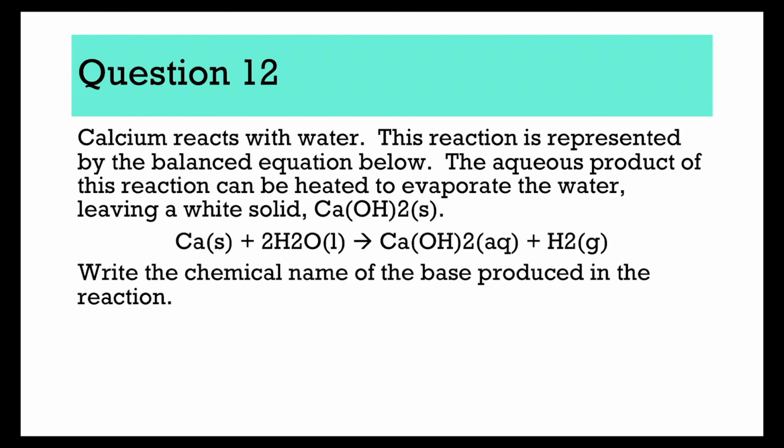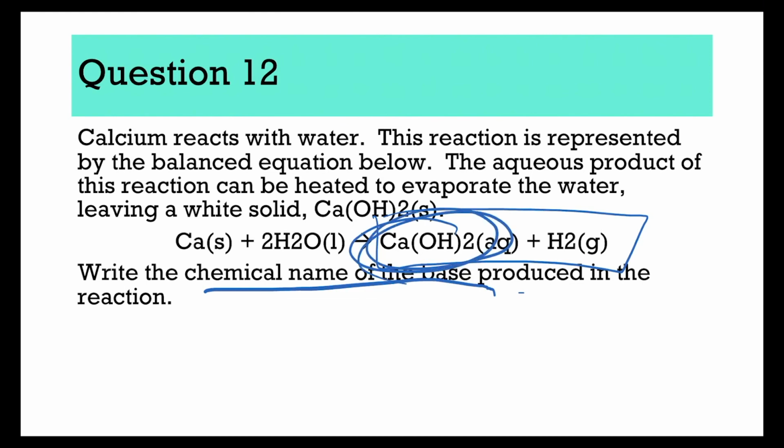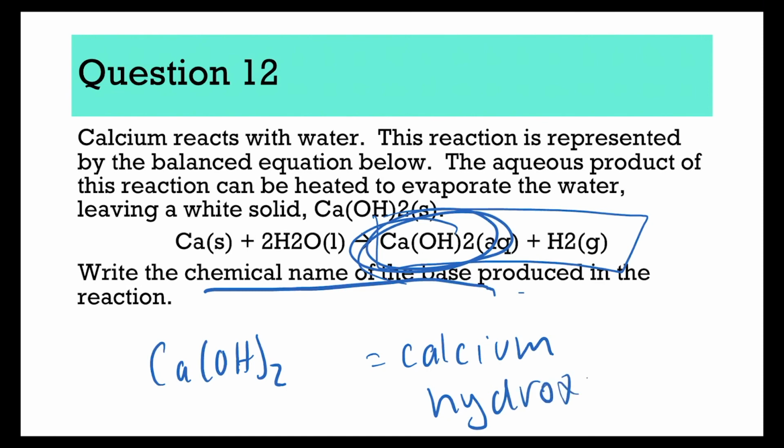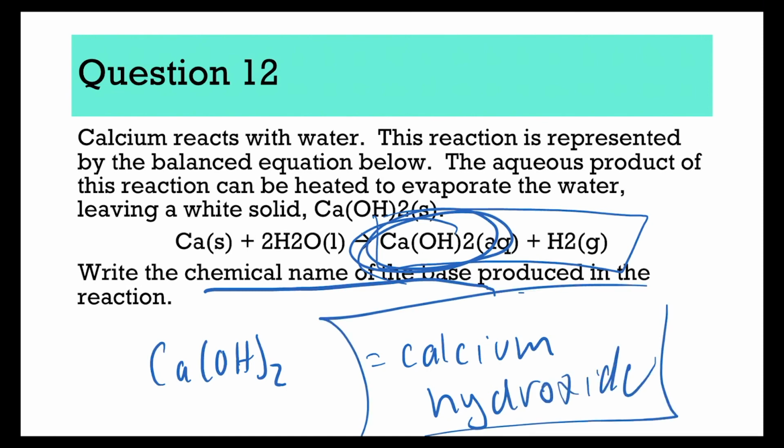Okay, last one is, yes, this is the last one. Again, it gives you a whole bunch of info. Who cares? Write the chemical name of the base that is produced. So again, you're producing your products. This is your base. So they're asking you not to write that. What is the name of that? So go to table L, it has all your bases. And this is calcium hydroxide. That is your answer. That is it. You are done.